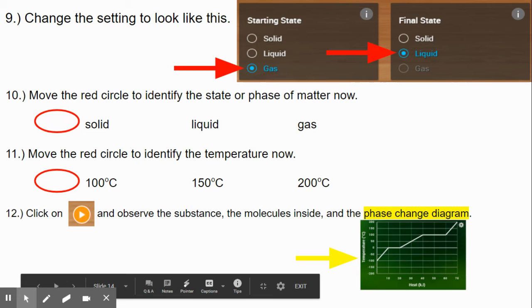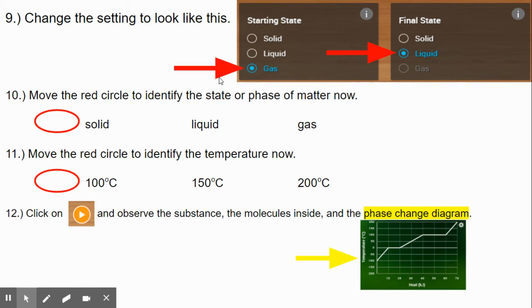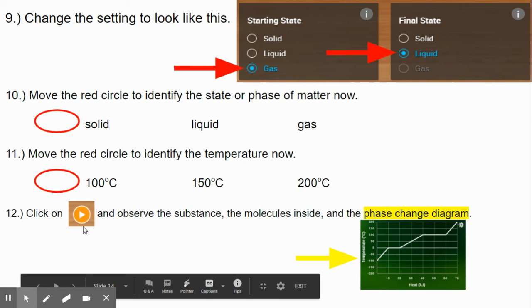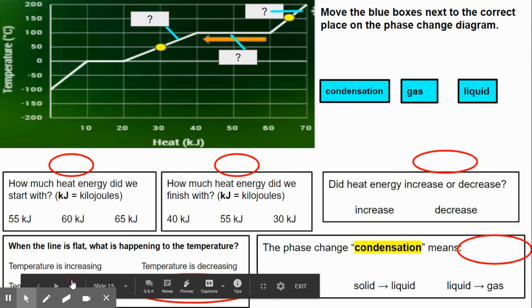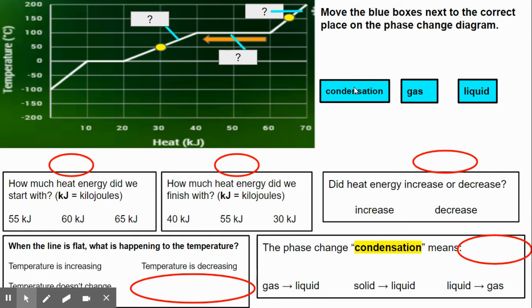Okay, the last one, change the setting to look like this. You're going to start with a gas, and then you're going to move it to a liquid. Move the red circle to identify the state or phase of matter now. Move the red circle to the temperature, hit play, and observe the substance, the molecules inside, and the phase change diagram. In Google Classroom, you will move the blue boxes next to the correct place on the phase change diagram. You'll place the red circles over the correct temperature.